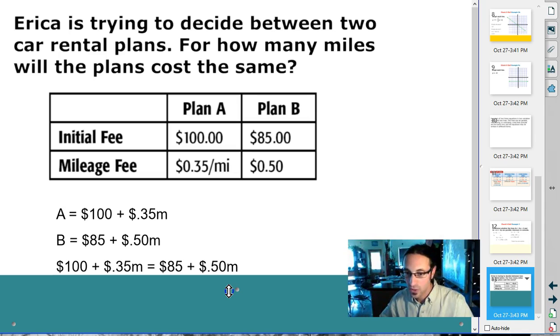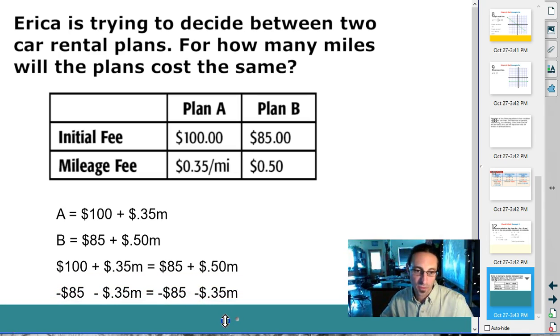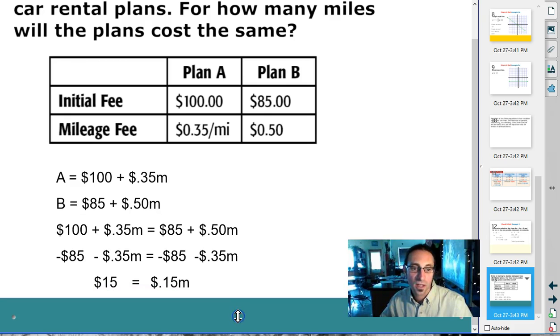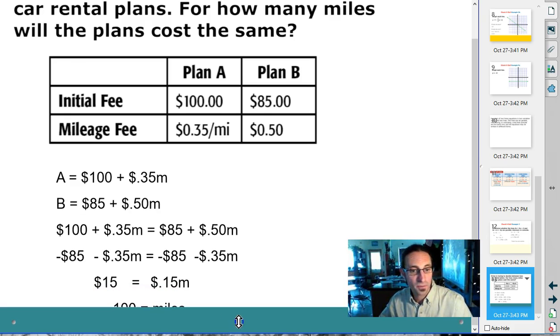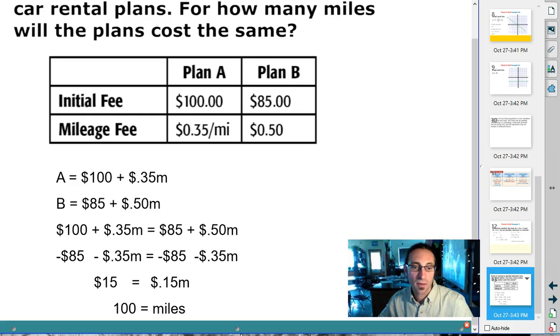When I set them equal to each other and do the algebra, I know it looks kind of crazy, but I'm subtracting 85 from both sides to get my dollars over here. I'm subtracting 35 cents per mile from both sides to get my variables all on one side. You'll notice then that $15 equals 15 cents per mile. That means when I divide 15 by 0.15, I get 100 miles is the magic number of miles when both plans are the same. I hope this lesson helps.